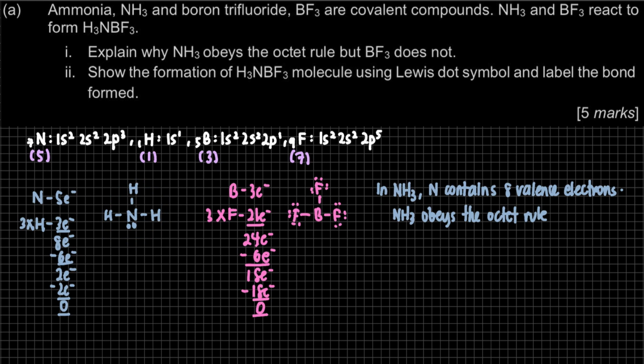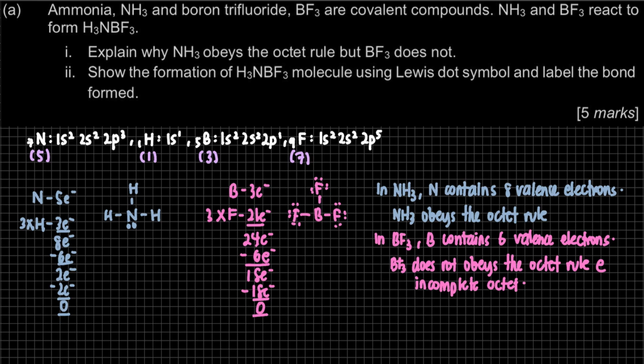Next is for the BF3. For the boron, it has 1, 2, 3, 4, 5, 6. And then we have to explain about the boron. In BF3, B contains only 6 valence electrons. So in this case, BF3 does not obey the octet rule. Why? Because it is an incomplete octet. We can mention that it does not obey the octet rule, or BF3 is our incomplete octet. Okay, so that is for question number 1.